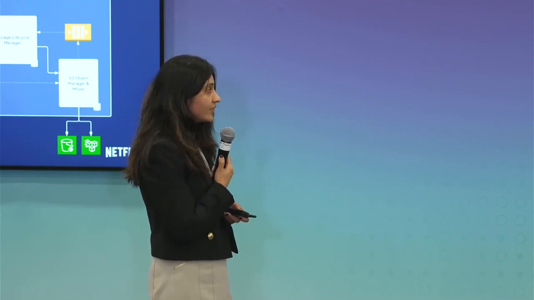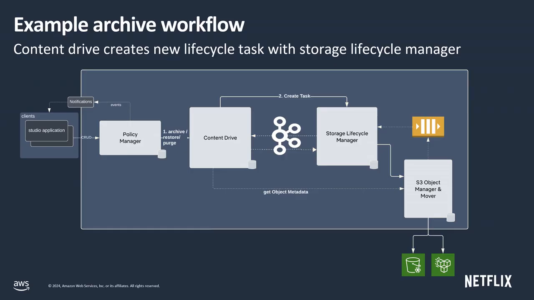So these policies will be predefined, and then once policy manager looks at the title launch date, it will trigger the archival of assets belonging to that title. So once it triggers the archival of those assets, content drive on receiving that request creates a task with this data lifecycle manager. What I mean by creating a task is we persist the information that this task of archival needs to be triggered 30 days post its creation.